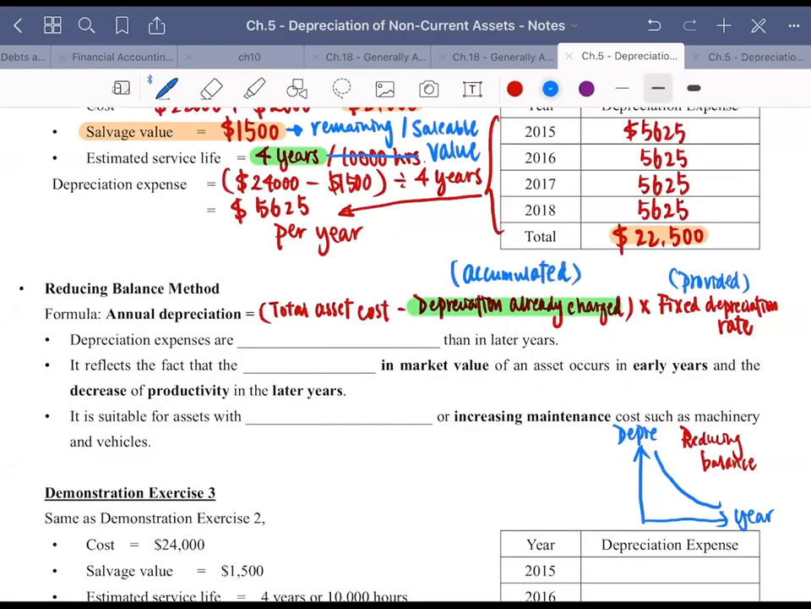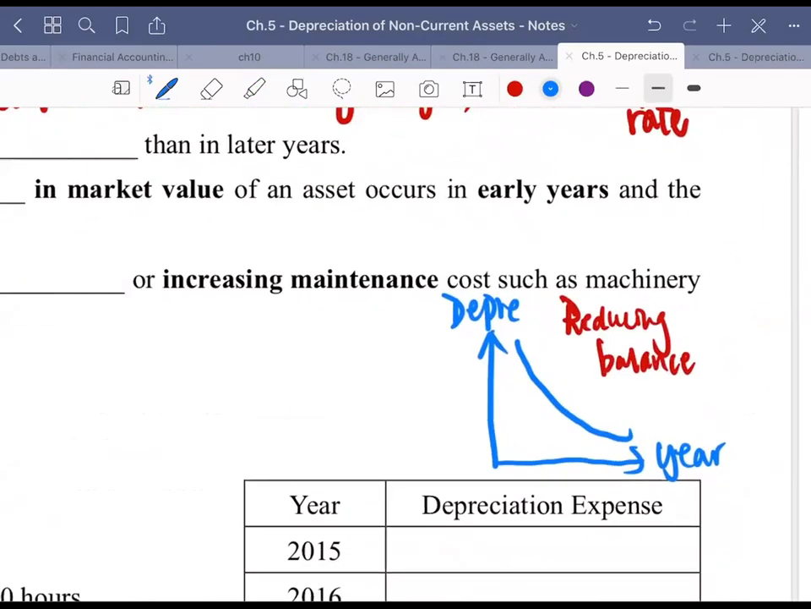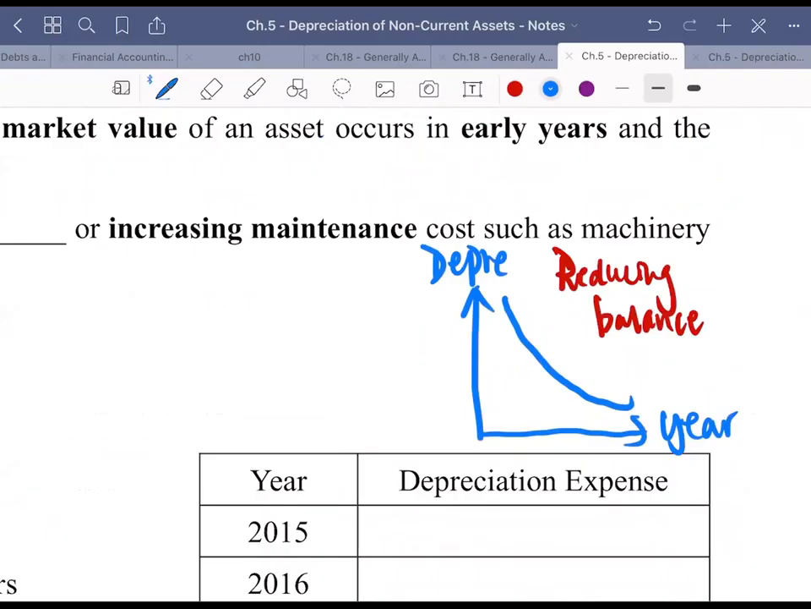So we can foresee that by using the reducing balance, the annual depreciation would be different for every year. And last time we introduced this diagram, the depreciation against the year, we have shown a graph that usually in the earlier years, the depreciation would be higher than the later years.